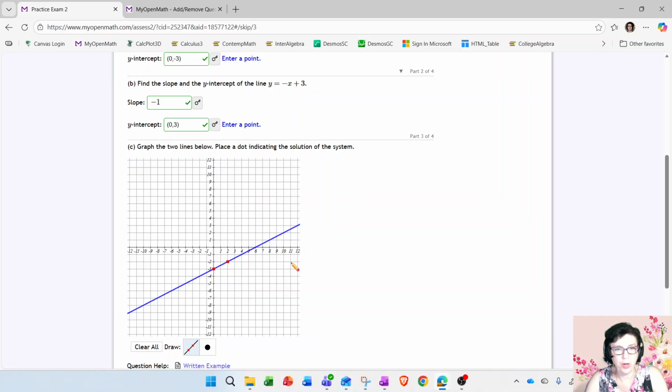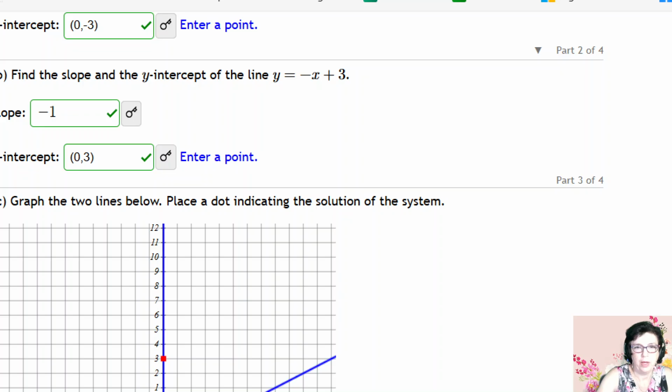Okay, now that we have the first line, let's go ahead and do the exact same thing for the second line. This one has a y-intercept 0, 3. Again, you are not going left or right, you're starting at the origin, and this time you're going 3 up. And then the slope is -1. But what is the rise and what is the run here? Let's see if we can write it down as a fraction.